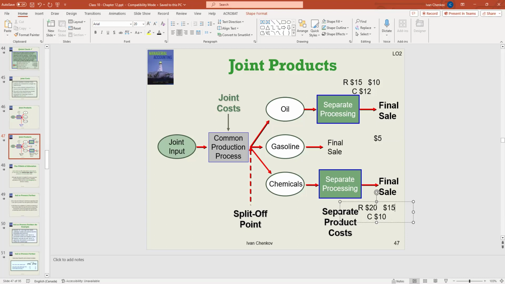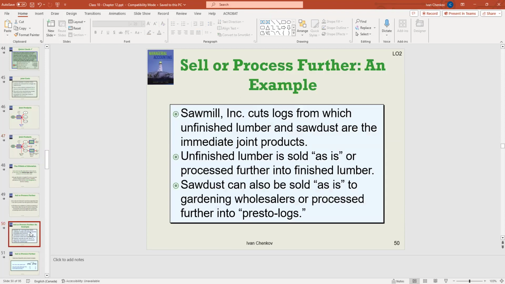Can you repeat the question one more time? As long as the additional revenue that you're generating of $15 is more than the additional cost, go for it. As long as the additional revenue is less than additional cost, don't go for it. That's the general rule. So now let's see this example here.